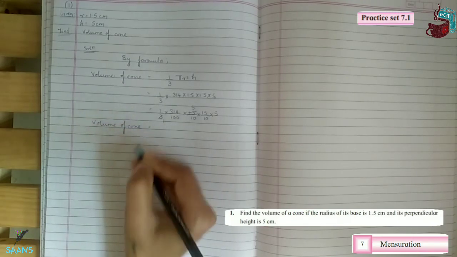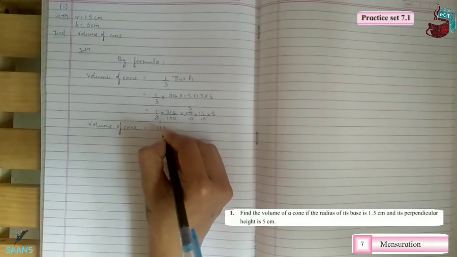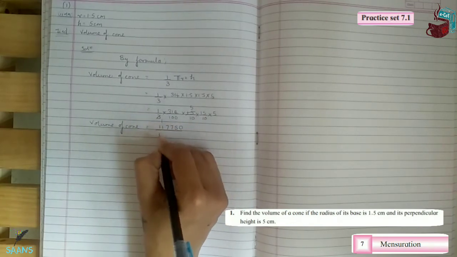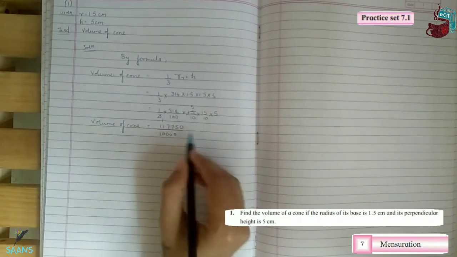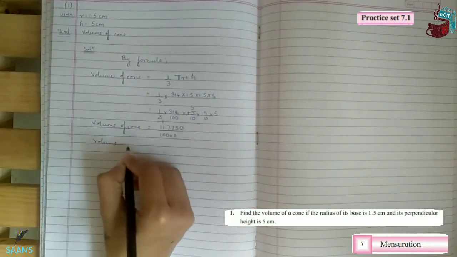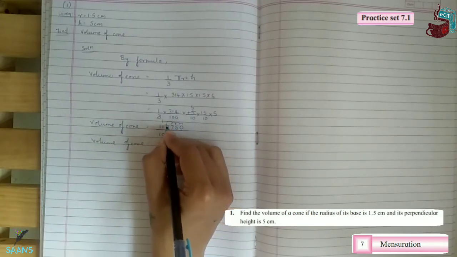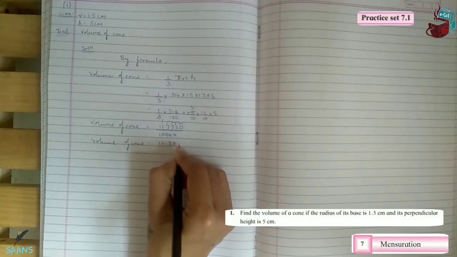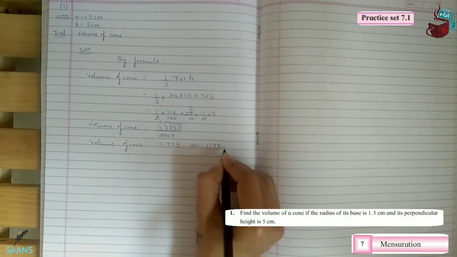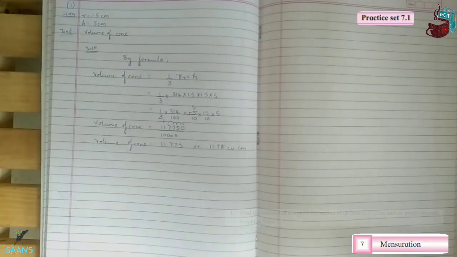Volume of cone is equals to, you get, I've already multiplied and kept for myself, 117,750 upon 10,000. Okay, 4 zeros. Now put the decimal. Therefore, volume of cone is 11.775 or 11.78 cubic centimeter or centimeter cube, because it's volume, it has to be cube.